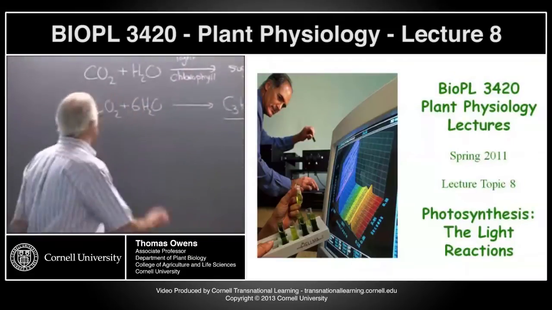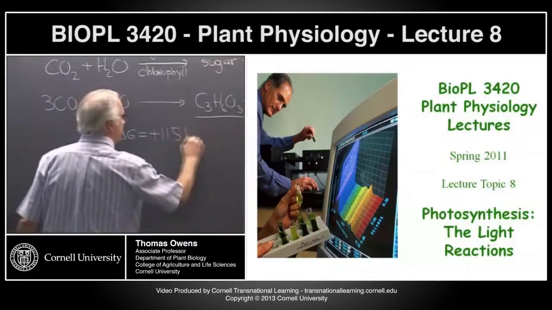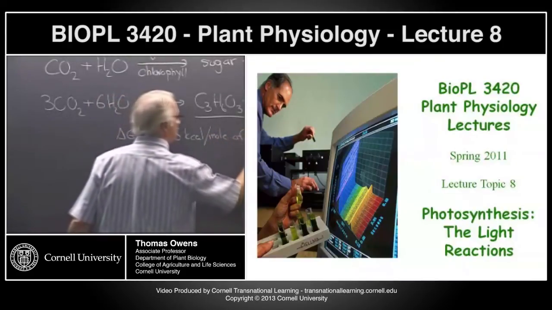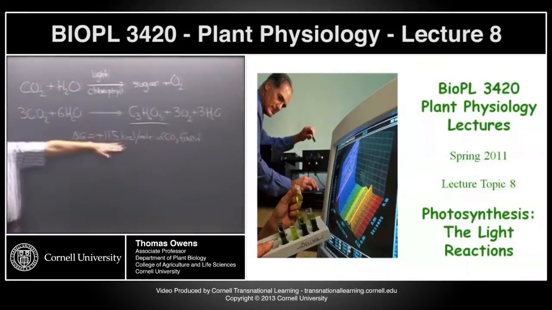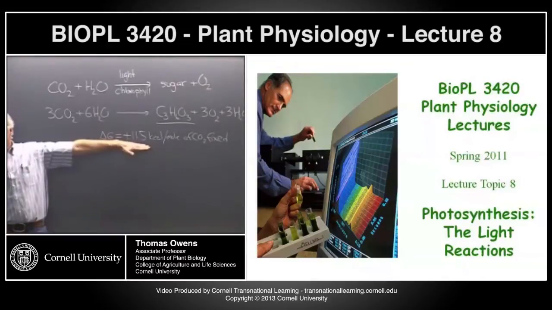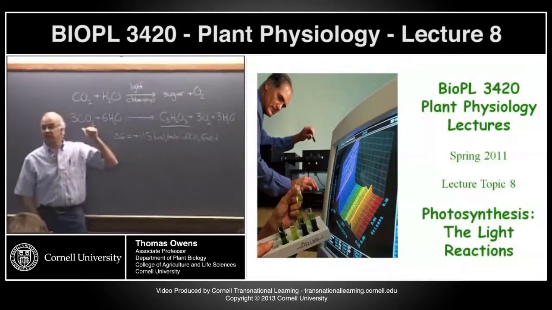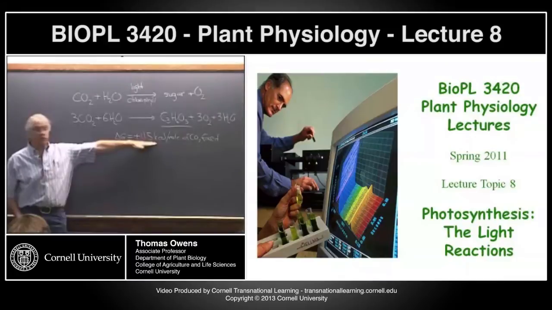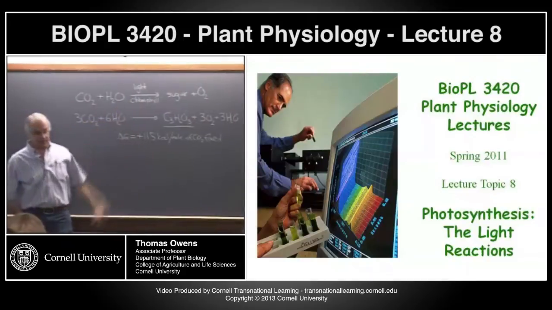So the energetics for this, the delta G is on the order of plus 115 kilocalories per mole of CO2 fixed. Big energy requirement to make this reaction happen. We know this is the case because if we run the reaction in the other direction, we call that respiration. And that produces a lot of energy that basically runs all our cells. Okay, so photosynthesis, this energy requirement is obviously being met by light, and we'll see how that happens in just a minute.